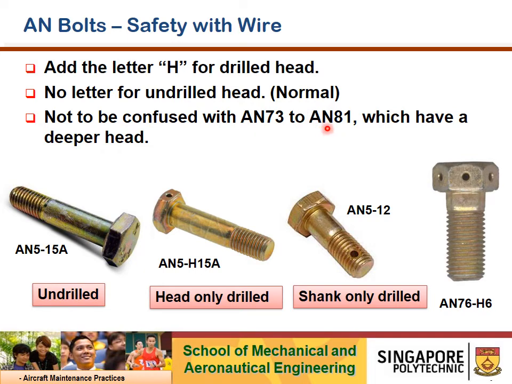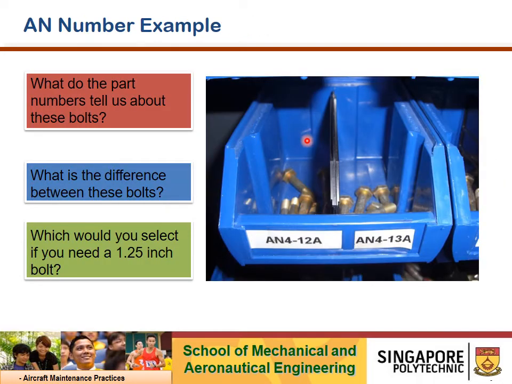Then AN73 to AN85 denotes a deeper head. That means the head thickness is thicker compared to the AN5 series to 20 series. So it's referring to the thickness of the head. You see AN76. So it's meant for a different application, of course.